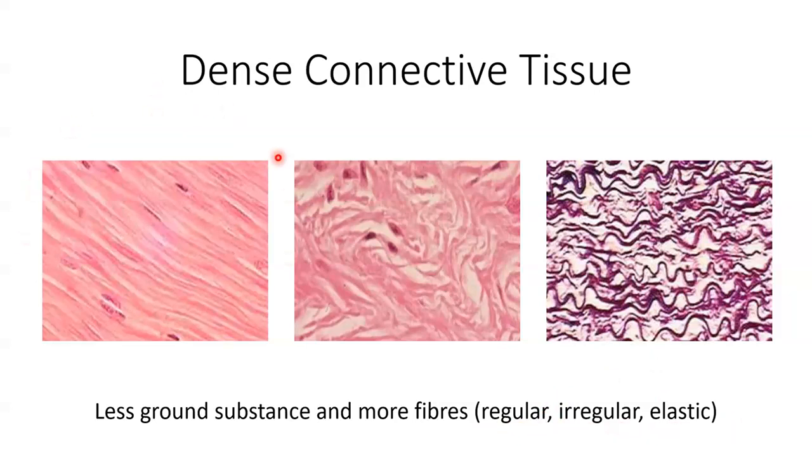We have our regular dense connective tissue here, so fibres arranged really nicely in parallel. We have our irregular connective tissue, so those collagen fibres are a little bit all over the place, but they're still quite tightly packed with less of that white ground substance in between. And then we have our wavy elastic fibres. So again, still a little bit more ground substance, but they're nice and tightly packed compared to the loose connective tissue.